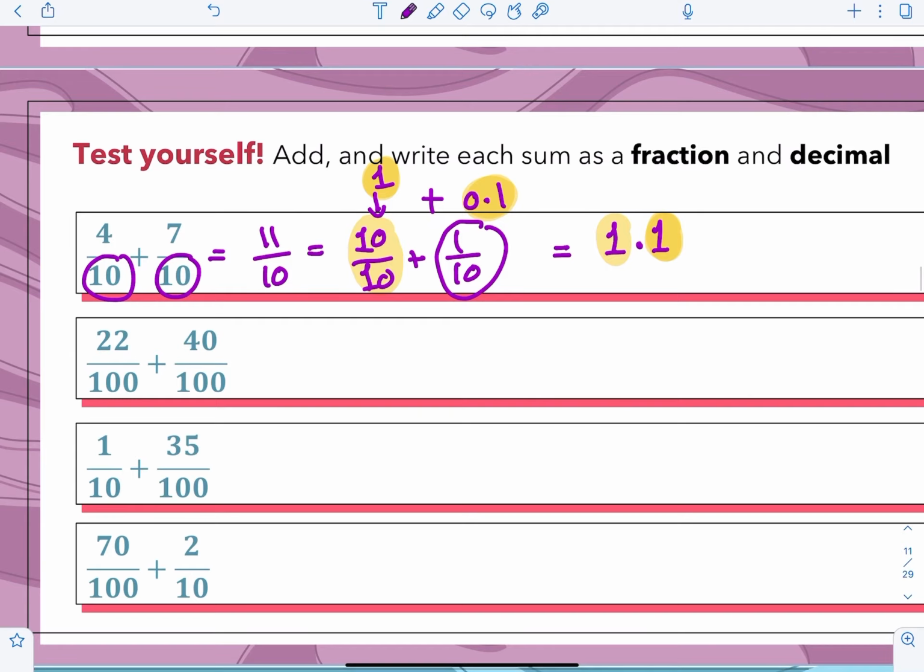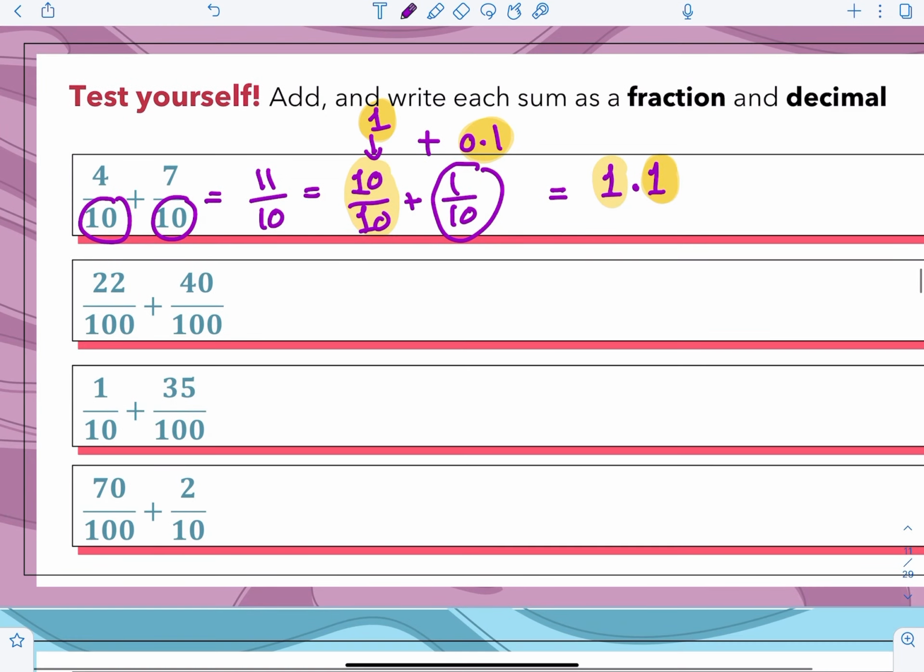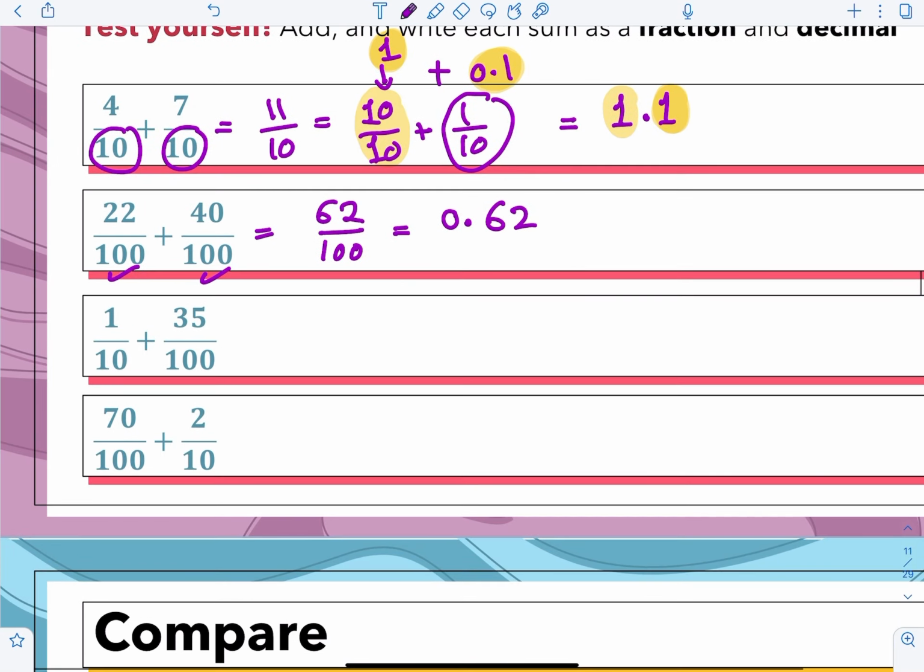Let's do the other one. Now here I have 22 over 100 and 40 over 100. Let's add directly because down in the denominator I have 100 and 100. So when I add, I will get 62 over 100, and that is going to be equal to 0.62, which is 62 hundredths.